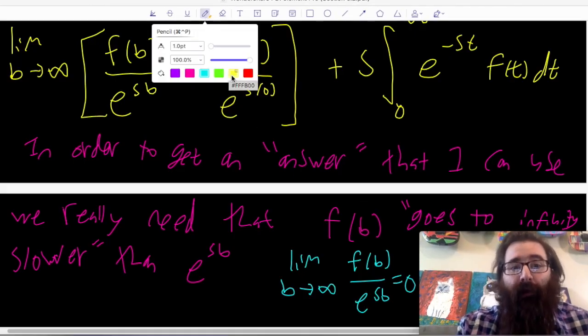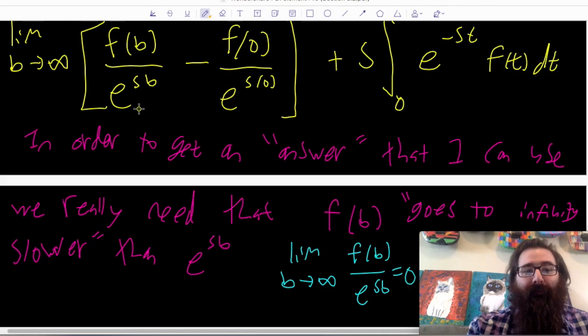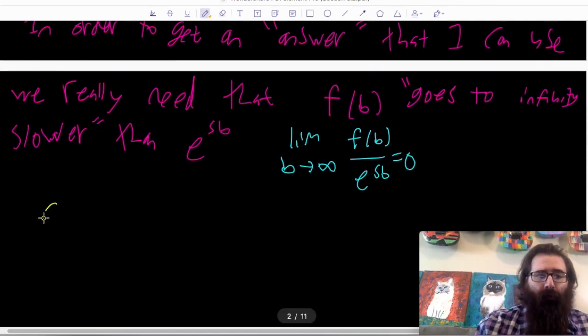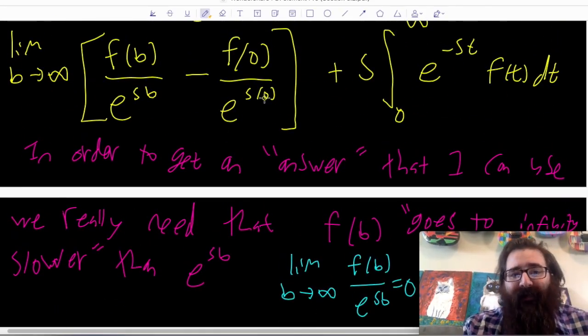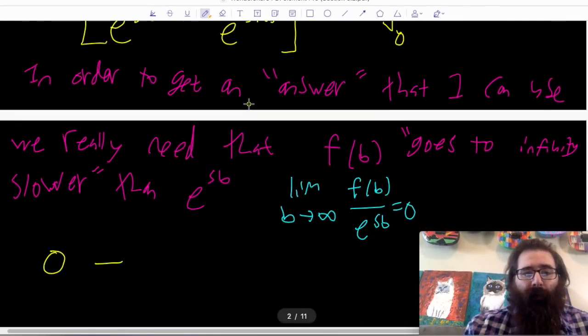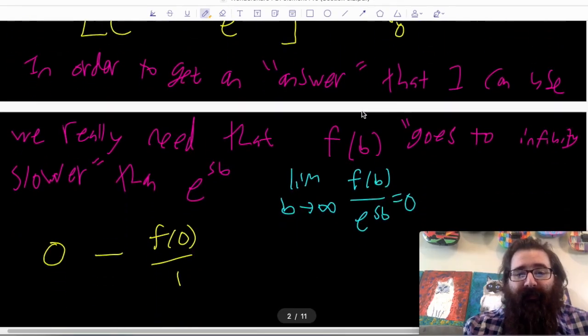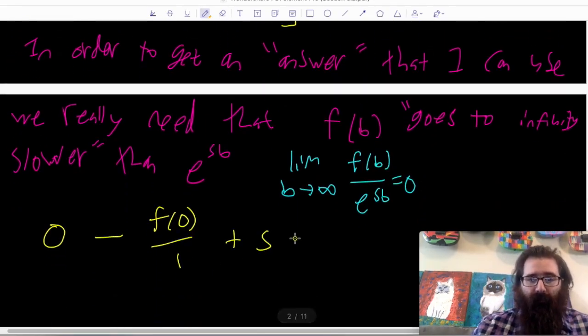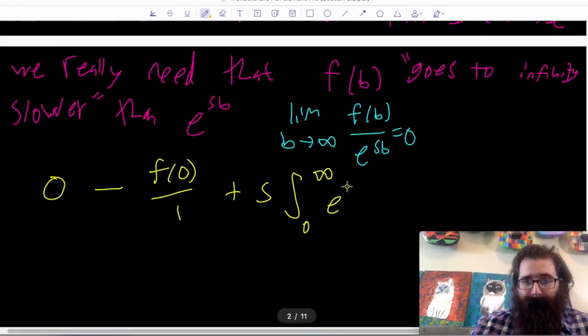So, well, under that assumption that this is going to converge, what do we get? Well, if this goes to 0, I get 0 minus, and then what about this other expression here? I have e to the 0 in the denominator, but e to the 0 is 1, so I get f at 0 divided by 1. And then I have plus s times the integral from 0 to infinity of e to the power of minus st times little f at t dt.